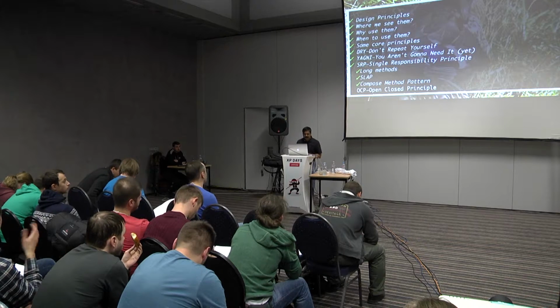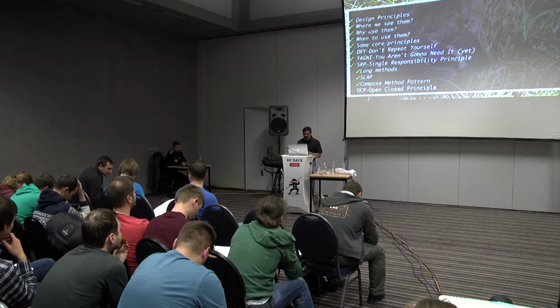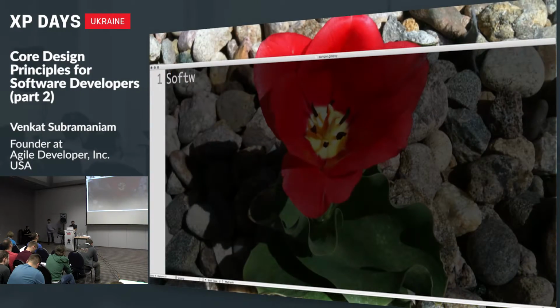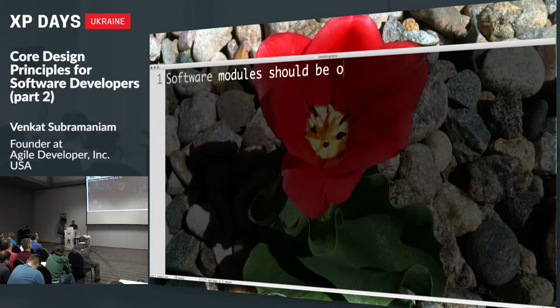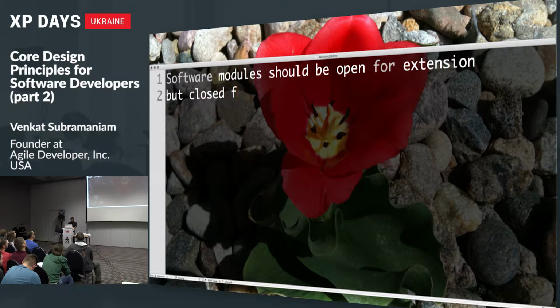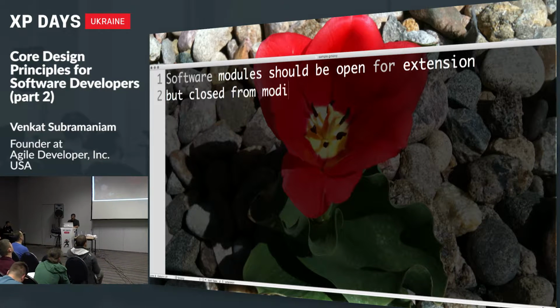All right, let's get started again. So I want to talk about the open-closed principle next. This was created by Bertrand Meyer, and he says that software modules, it could be classes, functions, components, whatever, should be open for extension, but closed for modification.